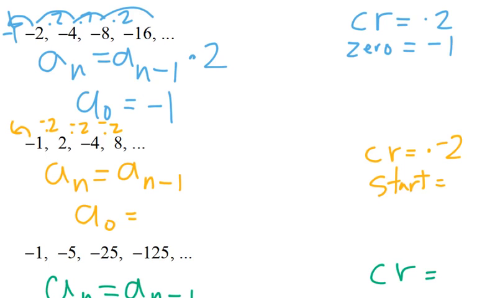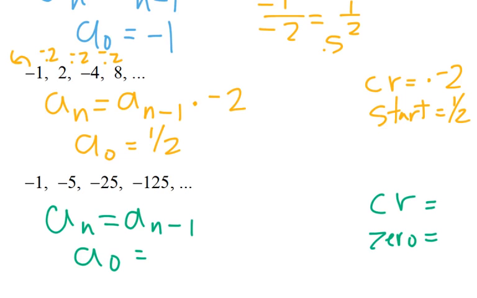So going backwards, what would be negative 1 divided by negative 2? You got it. It would be a positive 1/2. I could put 0.5 as well, but I like to keep it as a fraction. So my a sub 0 is 1/2. A sub n equals a sub n minus 1 times by a negative 2.